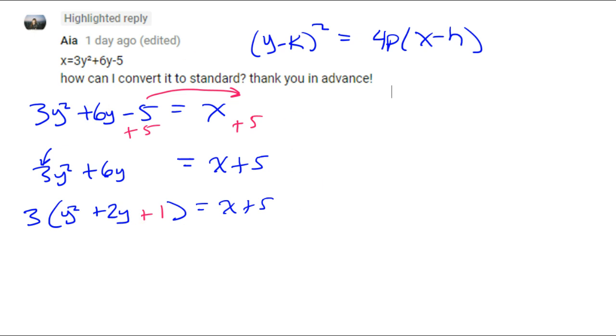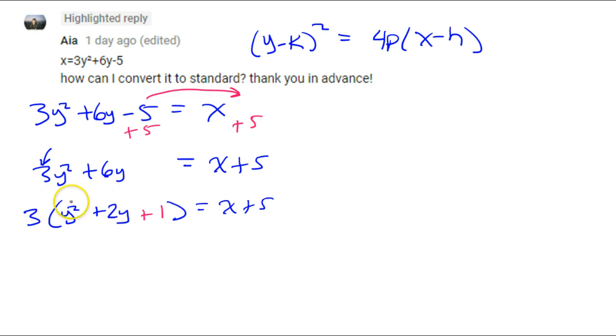Now, I have changed the left side of the equation. So I need to change the right side of the equation in the same way to balance out the change I made on the left. Now, it looks like I added 1 on the left. So you would think I would add 1 on the right. But I didn't really add 1. Don't forget about this 3 that's out front.